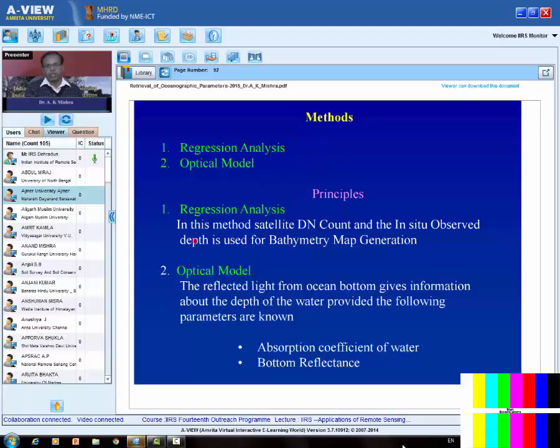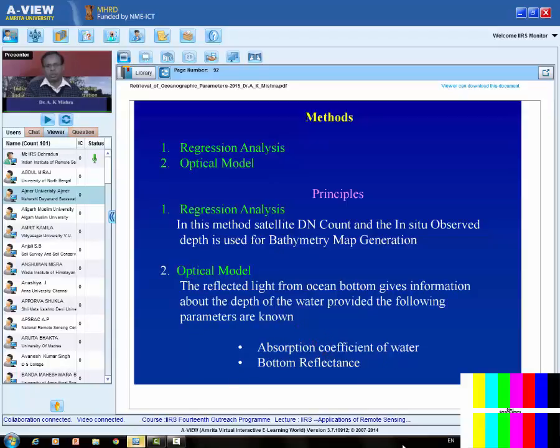In regression analysis, the satellite DN count, reflectance or radiance can be used with the in situ observed depth, and both should be synchronous, meaning the satellite pass and in situ observation should be synchronous with each other to get a better result. You can develop a regression equation and directly convert the satellite data into bathymetry. In the optical model, the reflected light from the ocean bottom gives information about the depth of the water, provided the following parameters are known: the absorption coefficient of the water and the bottom reflectance.